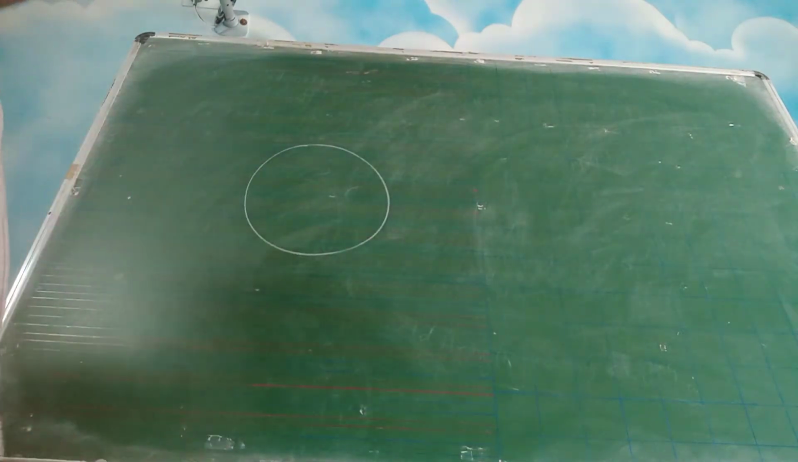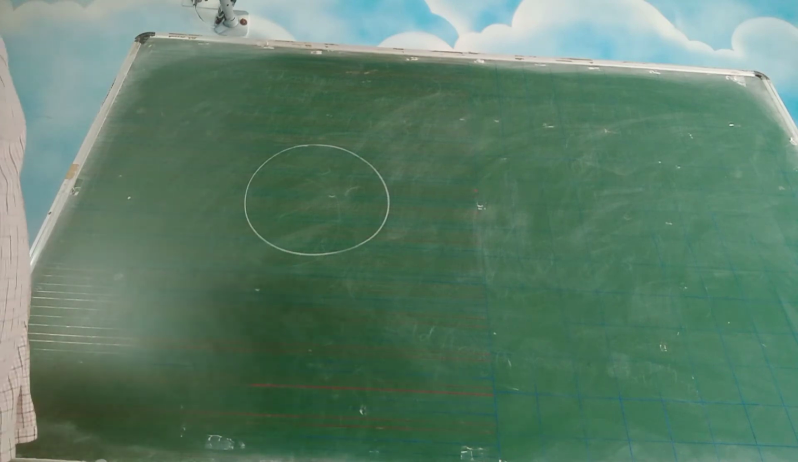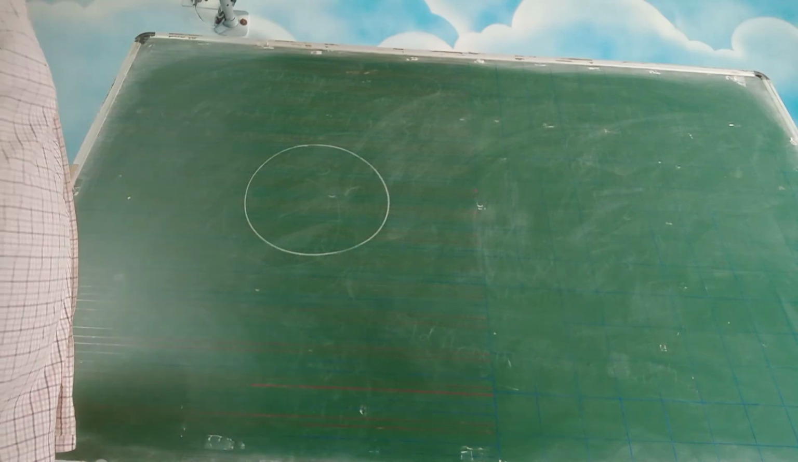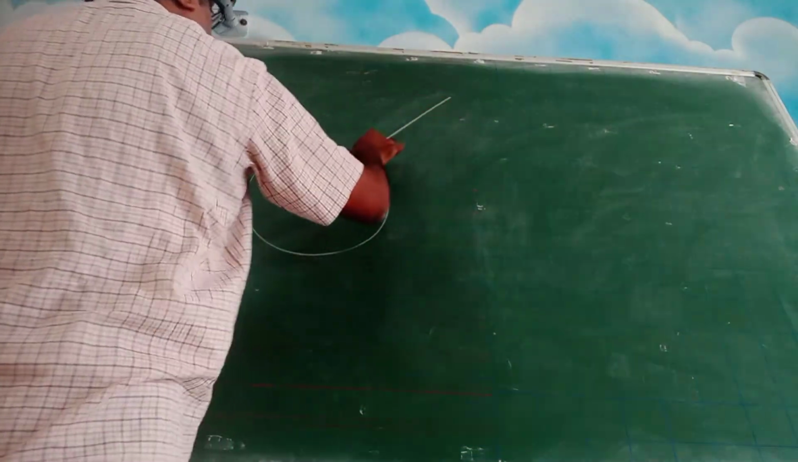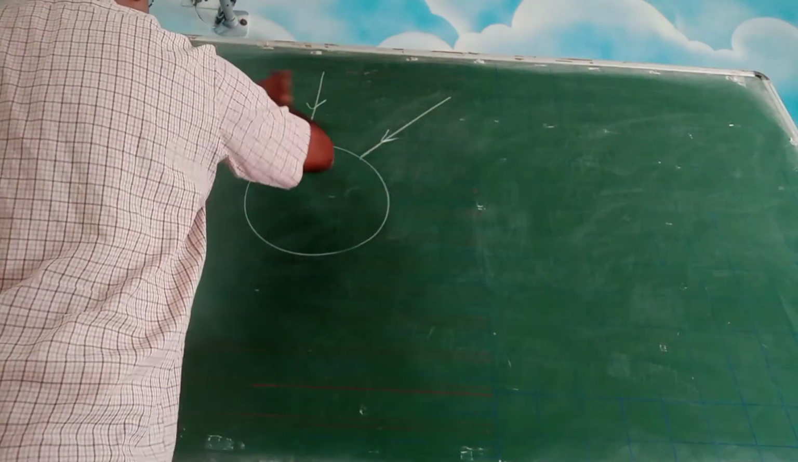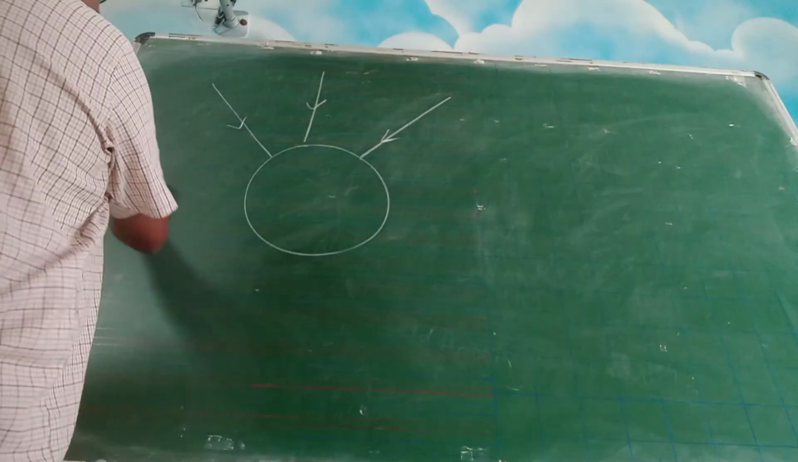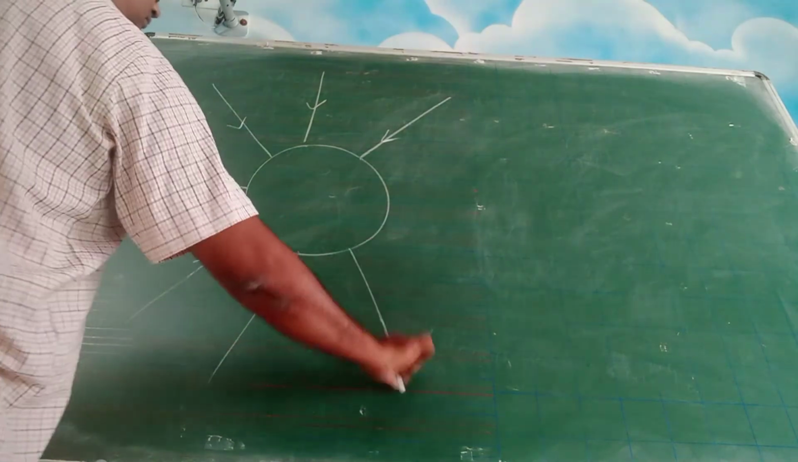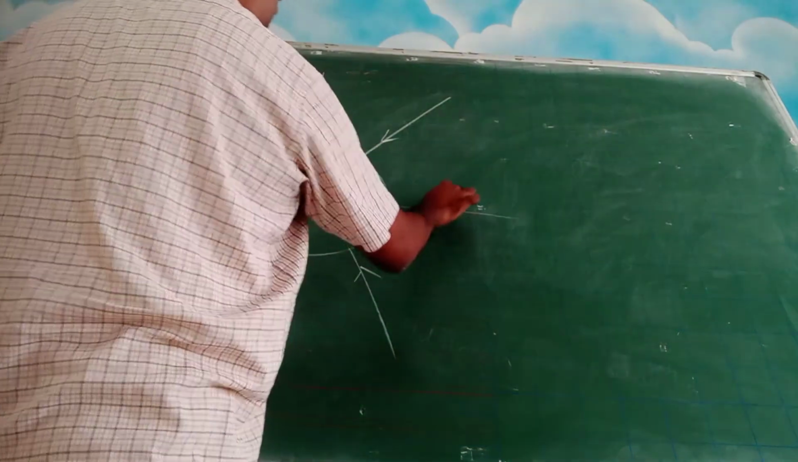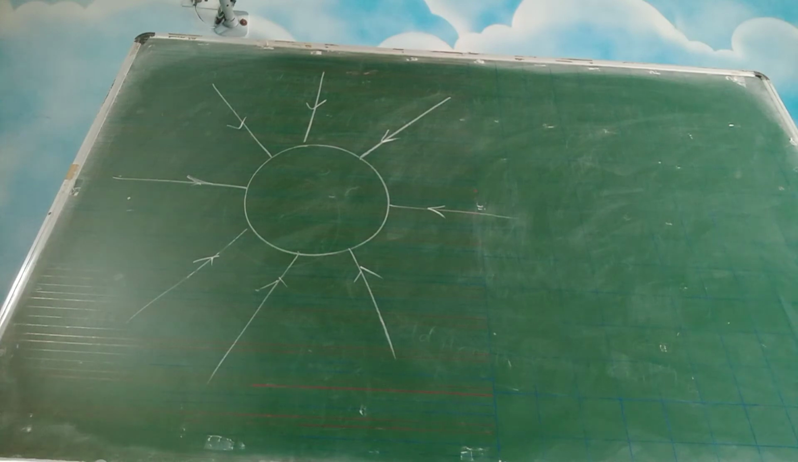So the main point is, this is your globe, your earth. We are talking about Earth's gravitational field. So what about the direction? It is like this. The direction is marked towards the earth. So the direction of gravitational field is towards the earth when you talk about Earth's gravitational field.